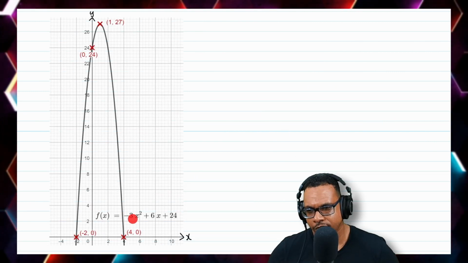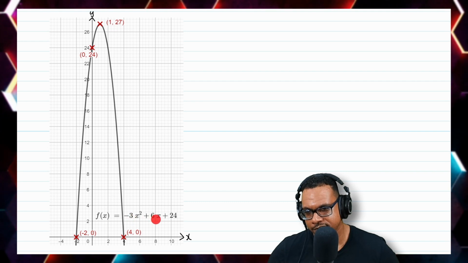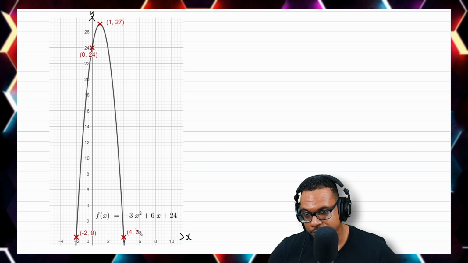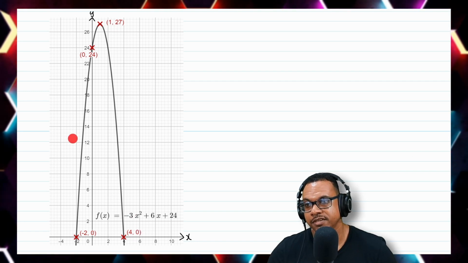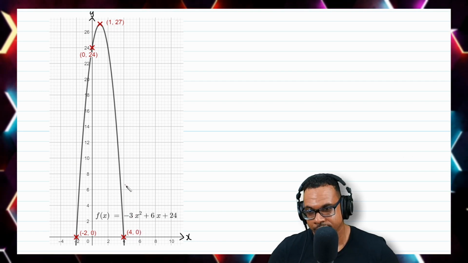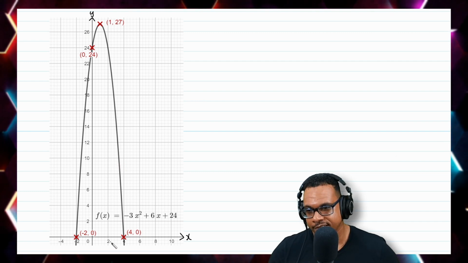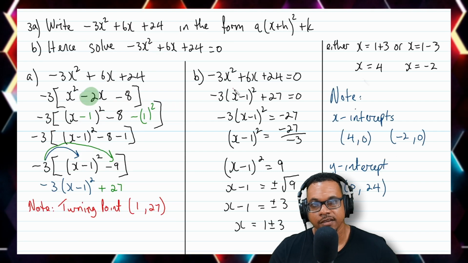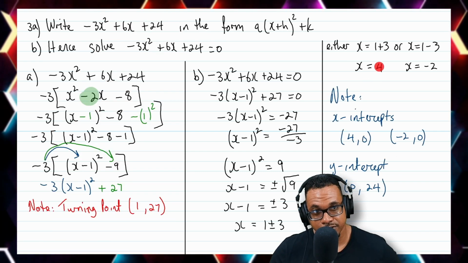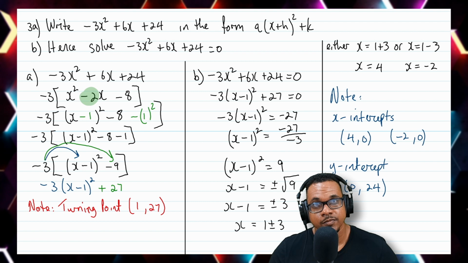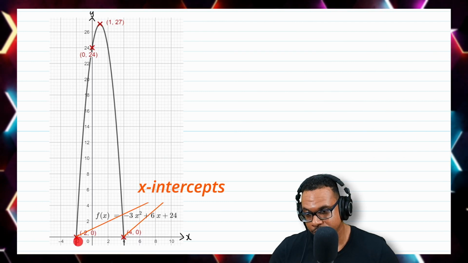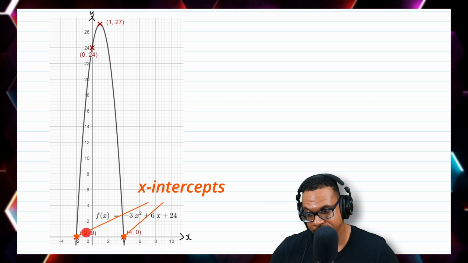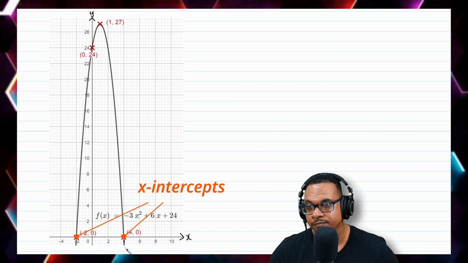So here you can see our function is -3x squared plus 6x plus 24. Of course, the number in front of x squared is -3, so that means the graph is a maximum curve. It means it's going up like a mountain. And you can see that here. Our x-intercepts will be the solution to our quadratic. So if you look back, the solution to the quadratic was 4 and -2. On the graph, we see that -2 and +4 is where the graph touches the x-axis. That's why we have these coordinates as our x-intercepts.